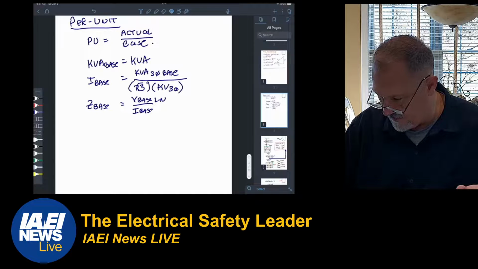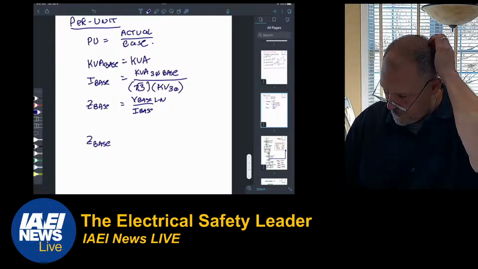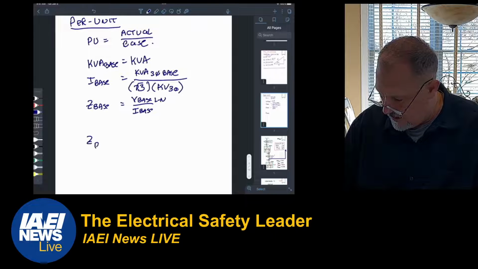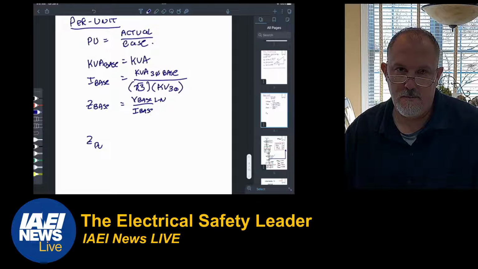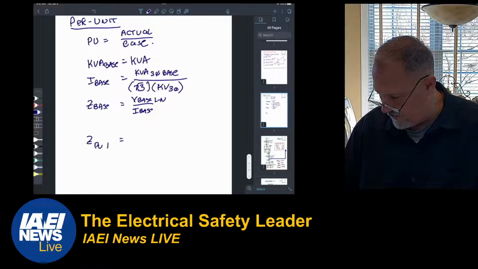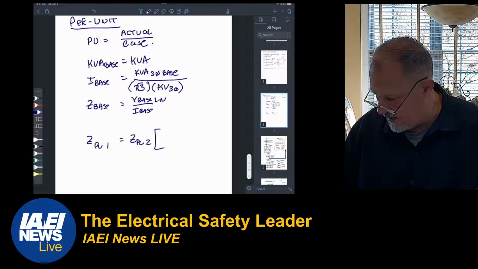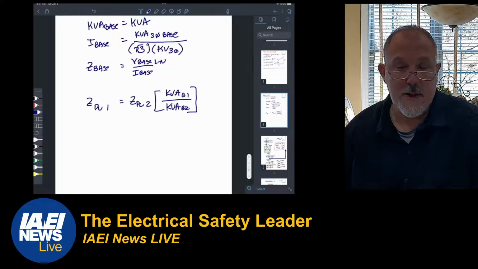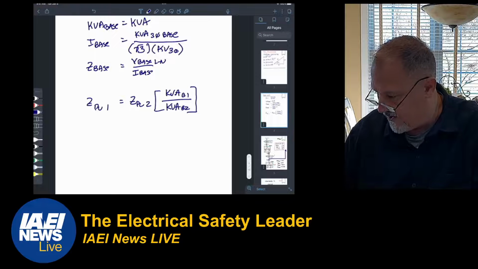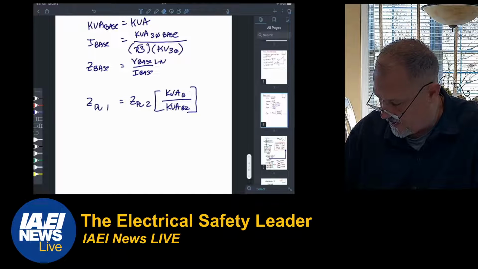All right, so we're going to call this Z per unit 1 equals Z per unit 2 times kVA base 1 divided by kVA base 2. Make sense? So what that does is, if my kVA base, I'm just going to call it kVA base.